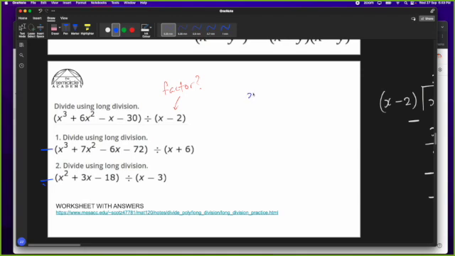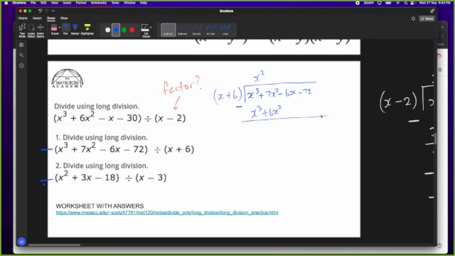I have x cubed plus 7x squared minus 6x minus 72 all being divided by x plus 6. Right, so what's the first thing I should have up? X squared. Alright, so if I get x squared, I have a minus here, so I'll have x cubed and plus 6x squared.